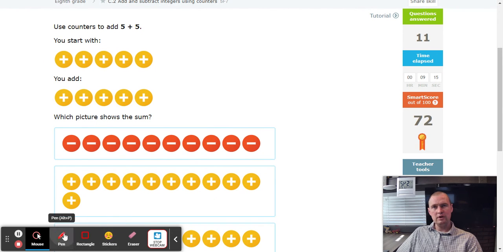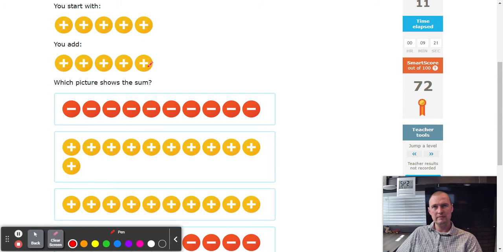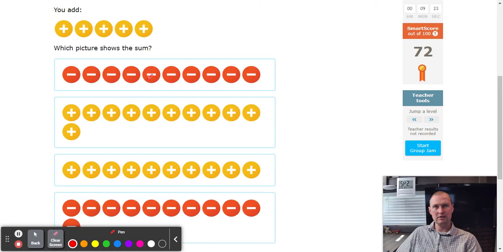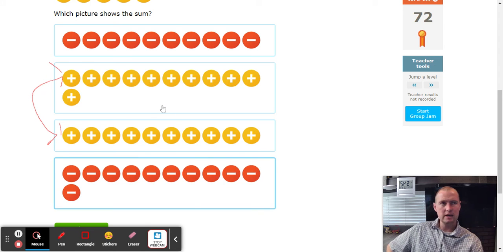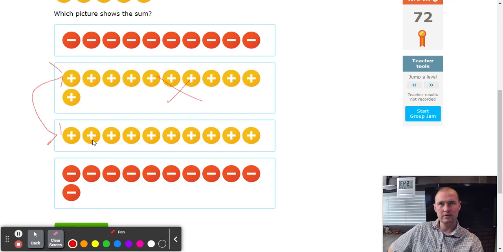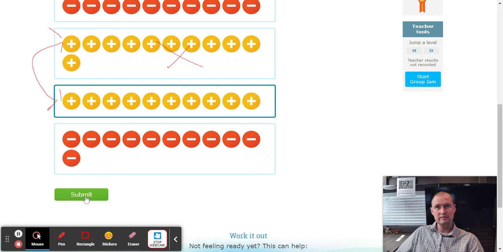All right, very straightforward. We have 5 plus 5. Well, 5 plus 5 is 10, so we have 10 positive counters. So we need to find the 10. It's either these two, because the other ones are all negative. So obviously I don't want to pick that. So we got, let's see, 1, 2, 3, 4, 5, 6, 7, 8, 9, 10, 11. So I don't want 11. So this better be 10. We got 1, 2, 3, 4, 5, 6, 7, 8, 9, and 10. So we want the third one down. Perfect right there.